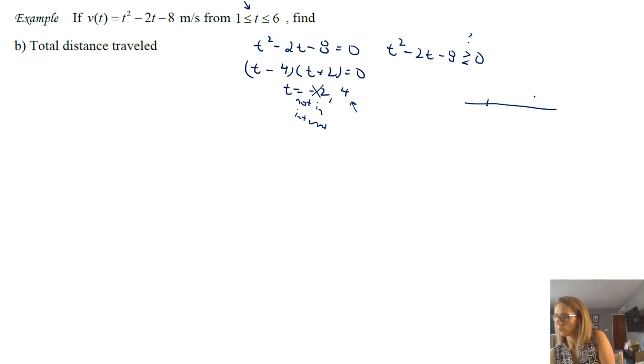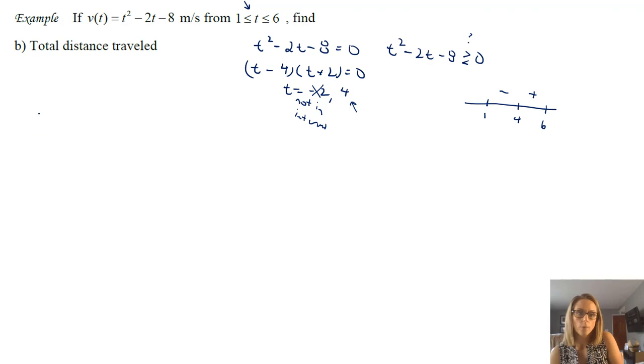If we think about it, this starts at 1 and then 4 and then it ends at 6. If you were to put in a value like 2, you can see that you're going to have 4 minus 4 minus 8, so it's going to be negative. And then say you put in 5, you're going to have 25 minus 10 minus 8, so that's still going to be positive. Okay, so this tells us what our intervals should look like.